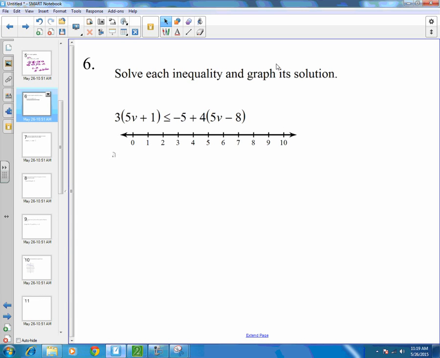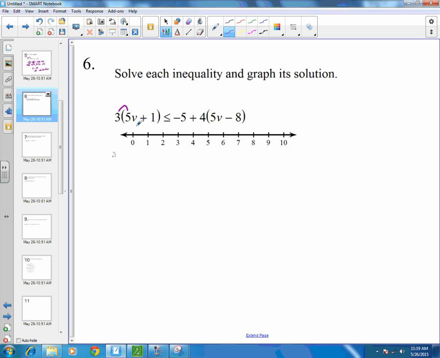Okay, this is expressions review for your final exam, questions 6, 7, 8, 9, and 10. Question 6 says, solve the inequality and graph its solution. So first thing we're going to do when we have to solve an inequality is we are going to simplify it.